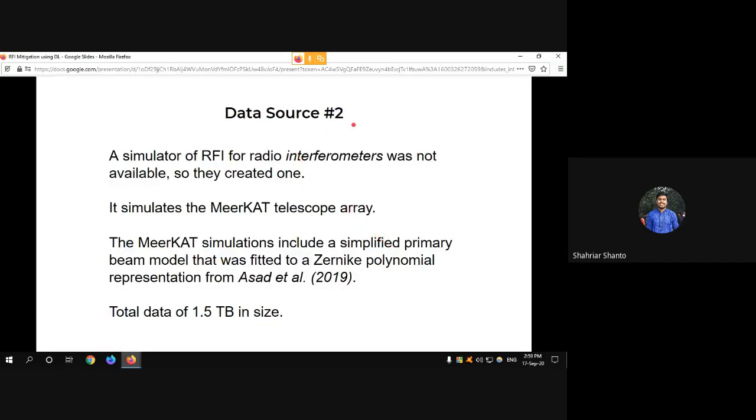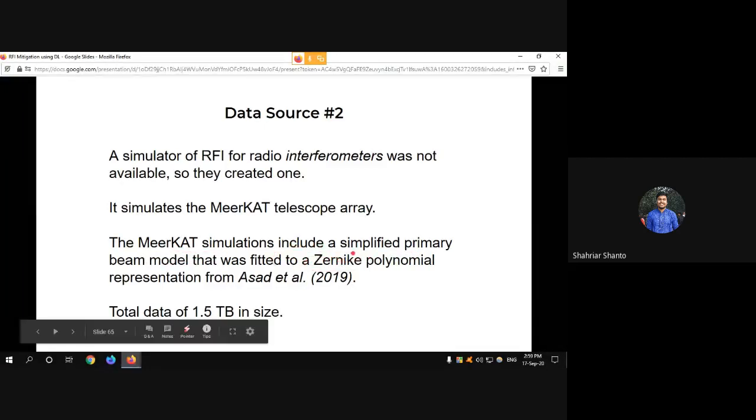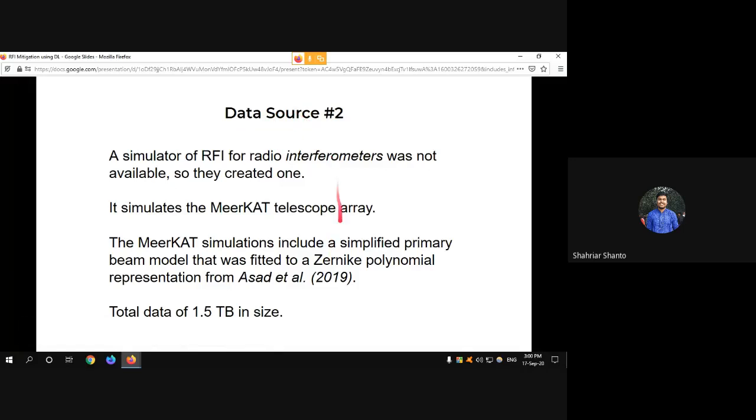Okay, data source 2 for them was a simulator for interferometers. It was not available at the time, so they created one. It simulates the MeerKAT telescope array. The MeerKAT simulations include a simplified primary beam model that was fitted to a Zernike polynomial representation. They got it from a paper of our Asad sir. So they used the beam model from his paper and created a simulator. They produced a total of 1.5 terabytes of data for this data source 2.